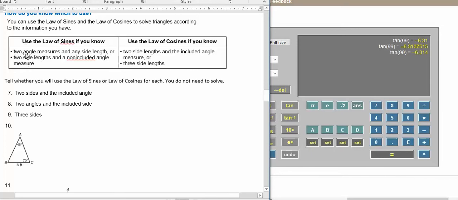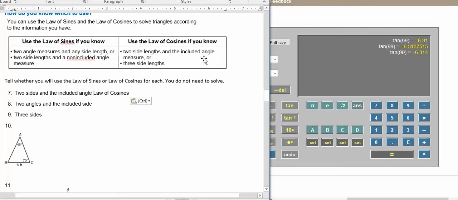2 sides. So the first one's about 2 angles. That doesn't fit. Then it says 2 side lengths and a non-included angle. So that doesn't seem to fit. For law of cosines, you can use it if you have 2 sides and the included angle measure. It's exactly what number 7 says. So this then would be law of cosines. Copy and paste it. And then for number 8, it says 2 angles and the included side.